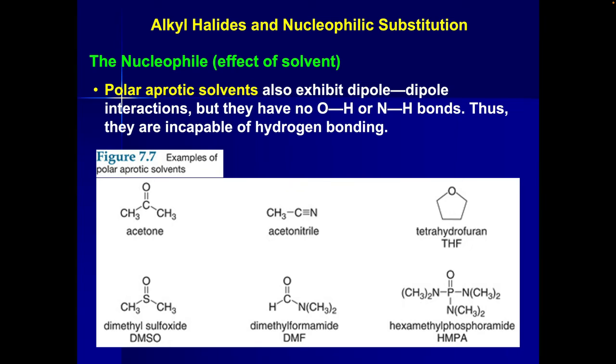If you're thinking 6 is too much to memorize, definitely memorize the first 4: acetone, acetonitrile, THF, and DMSO. Those are the ones you absolutely need to know. Those are the most commonly used in these types of reactions. Dimethylformamide is another pain, and HMPA is actually quite carcinogenic, so people don't use it as much as they used to.